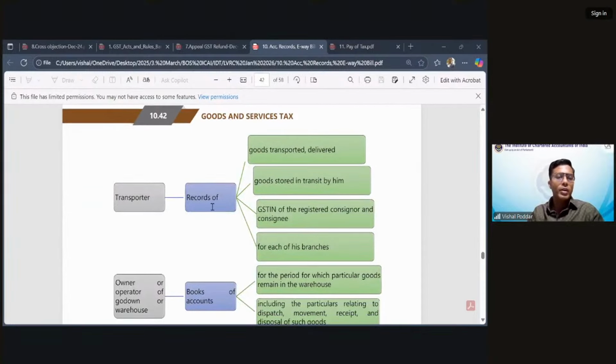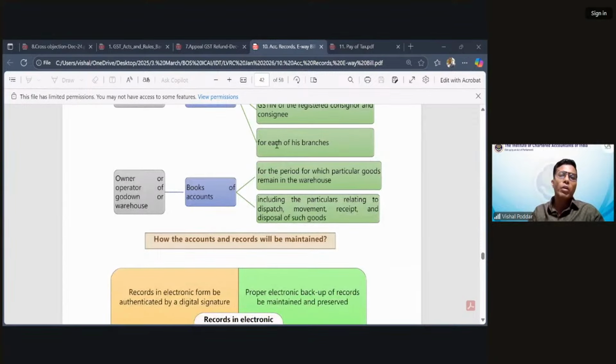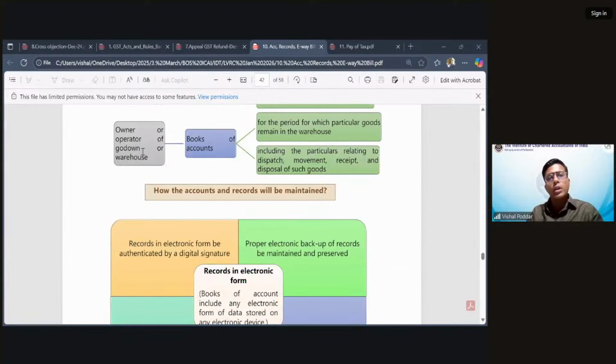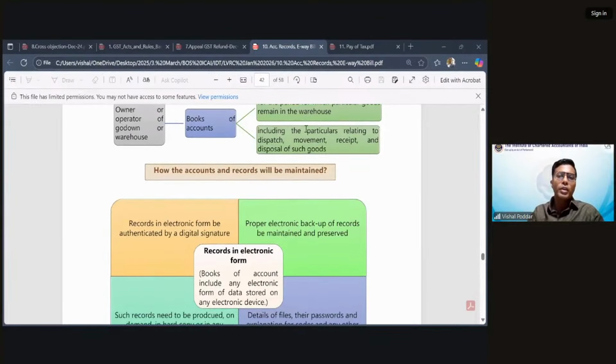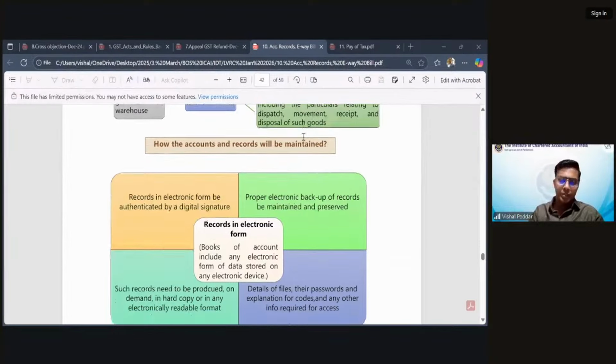Now the transporter will provide details of what? Records of goods transported, goods stored in transit, GSTN of the registered consignor and consignee, and for each of his branches, he has to maintain these details. Next, a warehouse keeper will have to record details of the period for which particular goods are in the warehouse, including the particulars relating to the dispatch, the incoming movement, and outgoing movement of these goods.